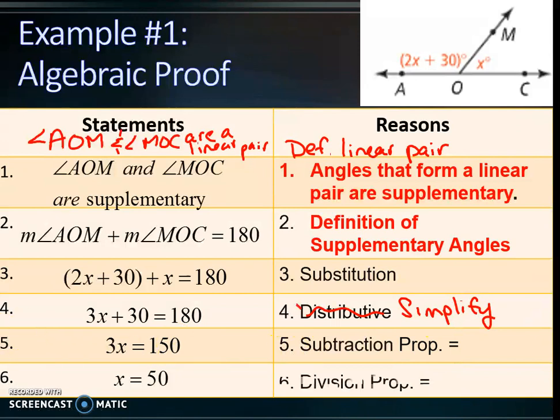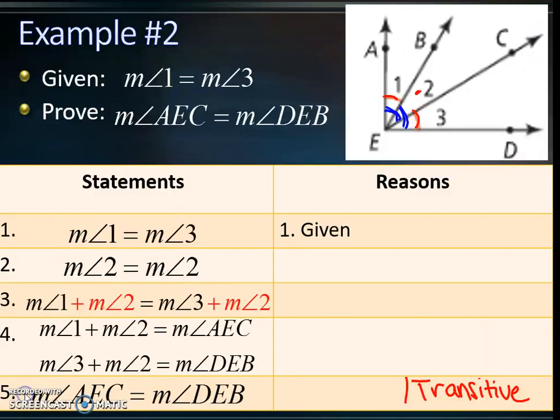And then the last, we divide by 3 to get 50. That's division property of equality. As you can see, you can write the definition, postulate, and then you can also use properties, and you can also use simplify for reasons. That's how you do the proof. So I'm going to give these to you for now, and then you just have to write the reasons for each line. So let's look at example number 2.